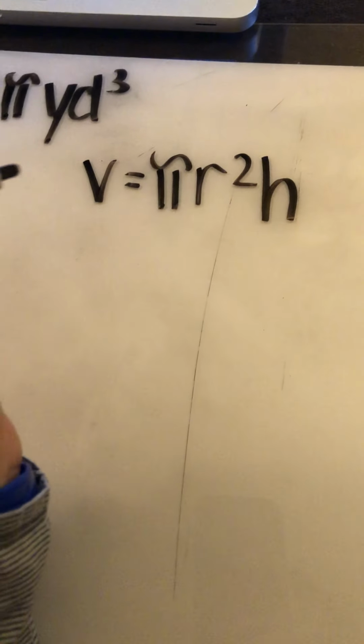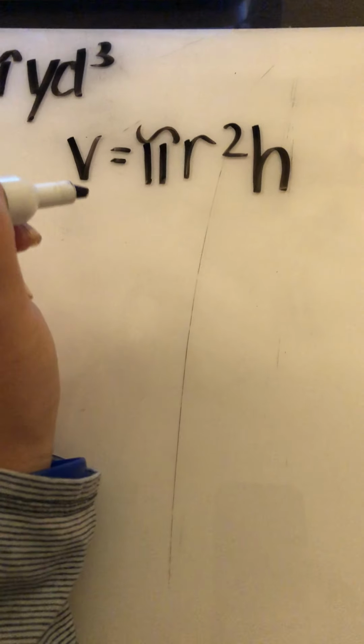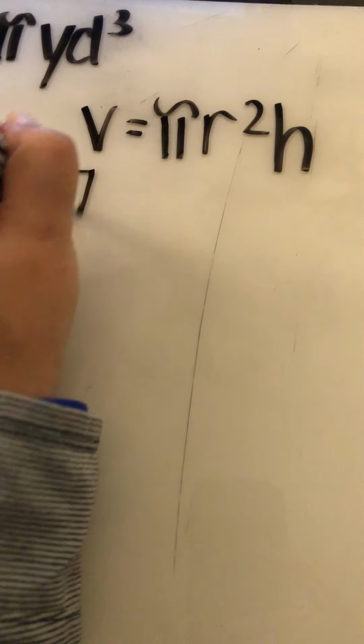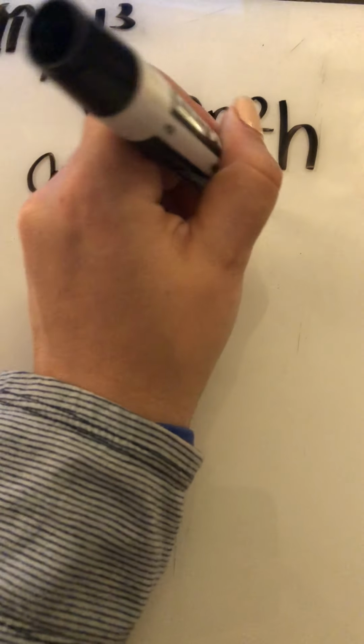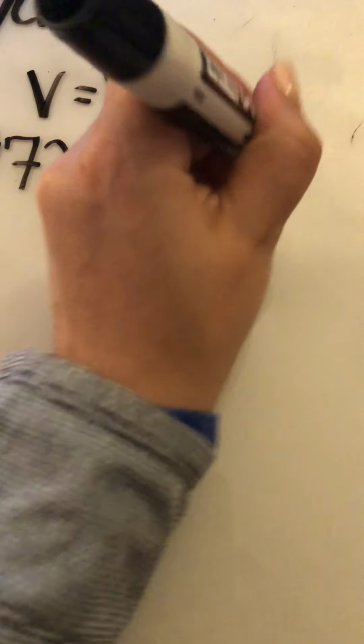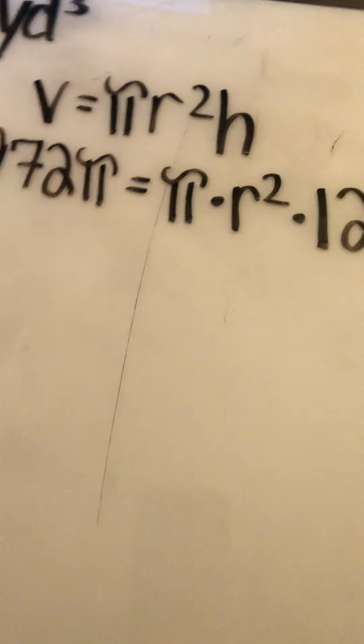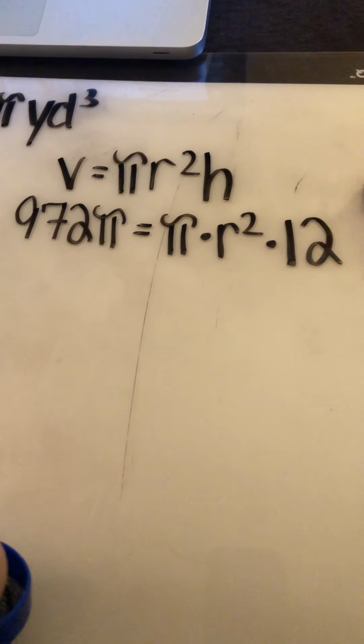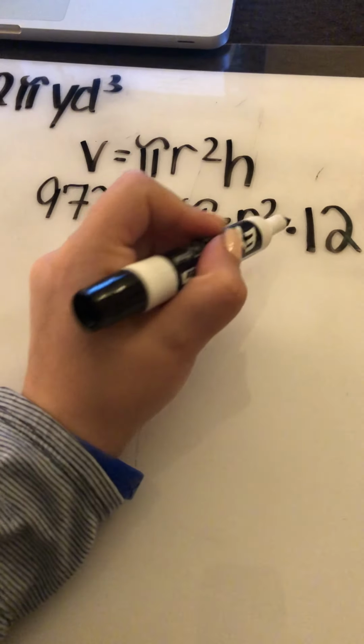Okay, I'm going to plug in what we know. So I'm going to plug in the volume. I'm not going to write V, I'm going to write what the volume is. The volume is 972 pi equals pi times, I don't know the radius, so I have to keep that there, and then times the height, which I know is 12. Okay, so first thing we're going to do is try to isolate that r.